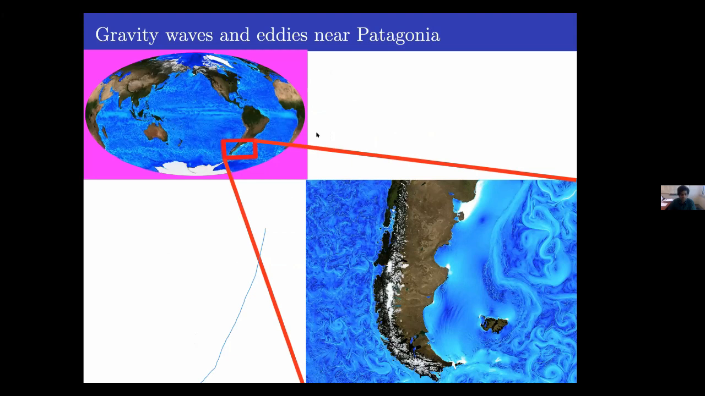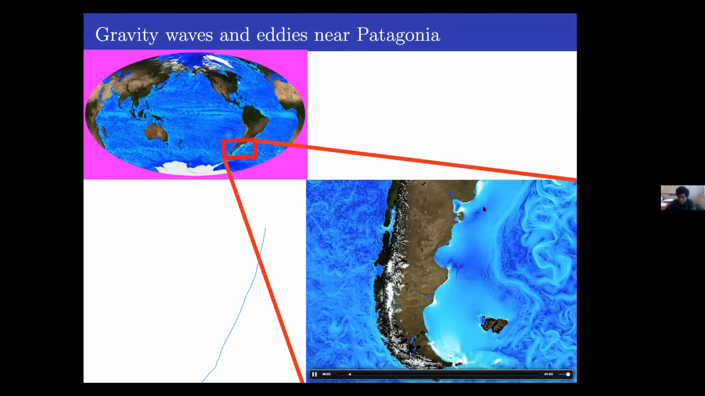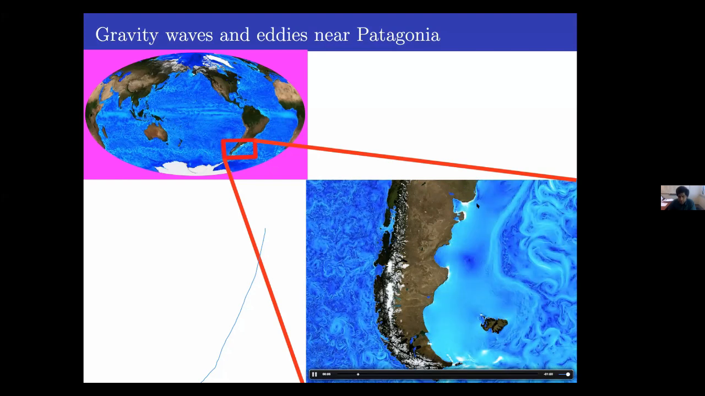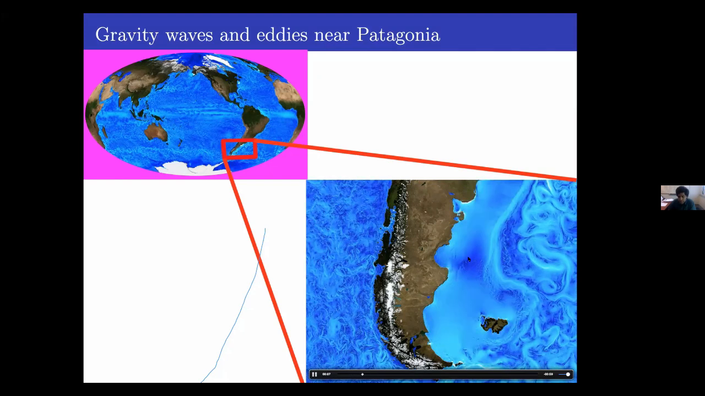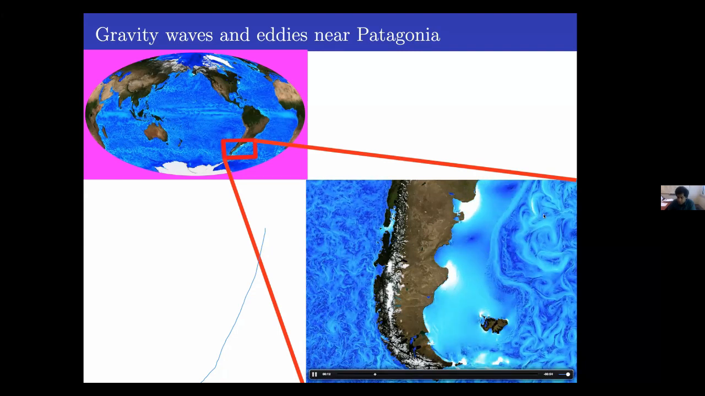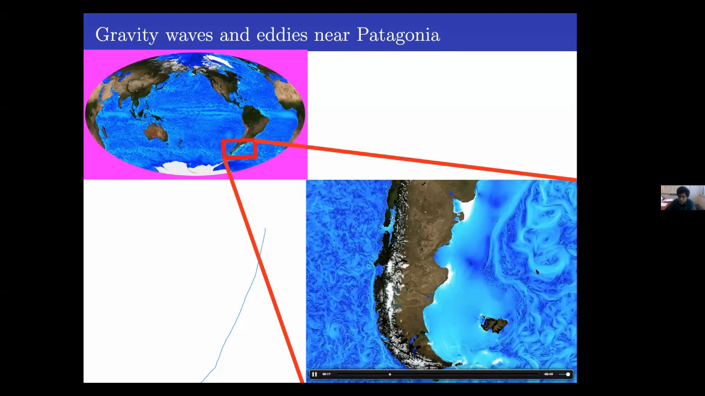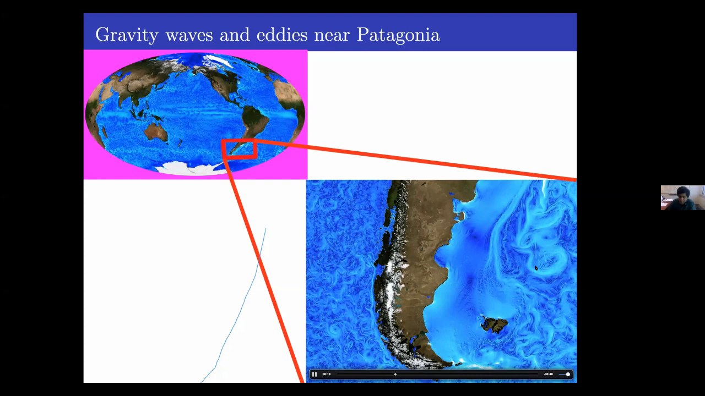Now this is a movie, so this is a zoom in. The previous movie was showing the entire ocean. Now we are looking at a small part of the ocean near Patagonia, which is near South America. And when it runs, you will see a close-up view. You can see these fast fluctuations. These are internal gravity waves projected on the sea surface. You can see how fast these are compared to the background slowly evolving vortices. These are the quasi-geostrophic or geostrophic vortices, the geostrophic balance component we saw in the previous slide.